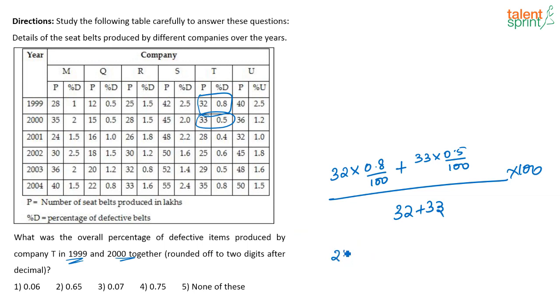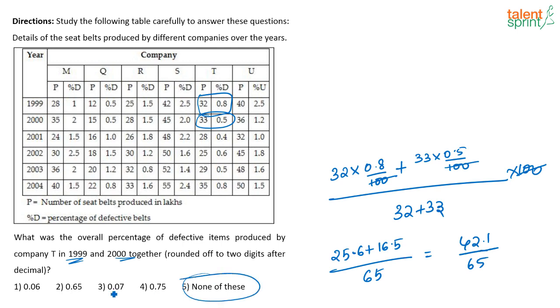So this is nothing but 25.6 plus 16.5. 33 into 0.5, multiply 33 into 5, 165, put 1 point. You have divided by 100 in both places, that will anyway get cancelled, divided by 65. So you have 25.6 plus 16.5, which is nothing but 42.1 by 65. At this point, if you look at the options, none of these options is there, and you can eliminate these two options. This will definitely not be the answer, right?